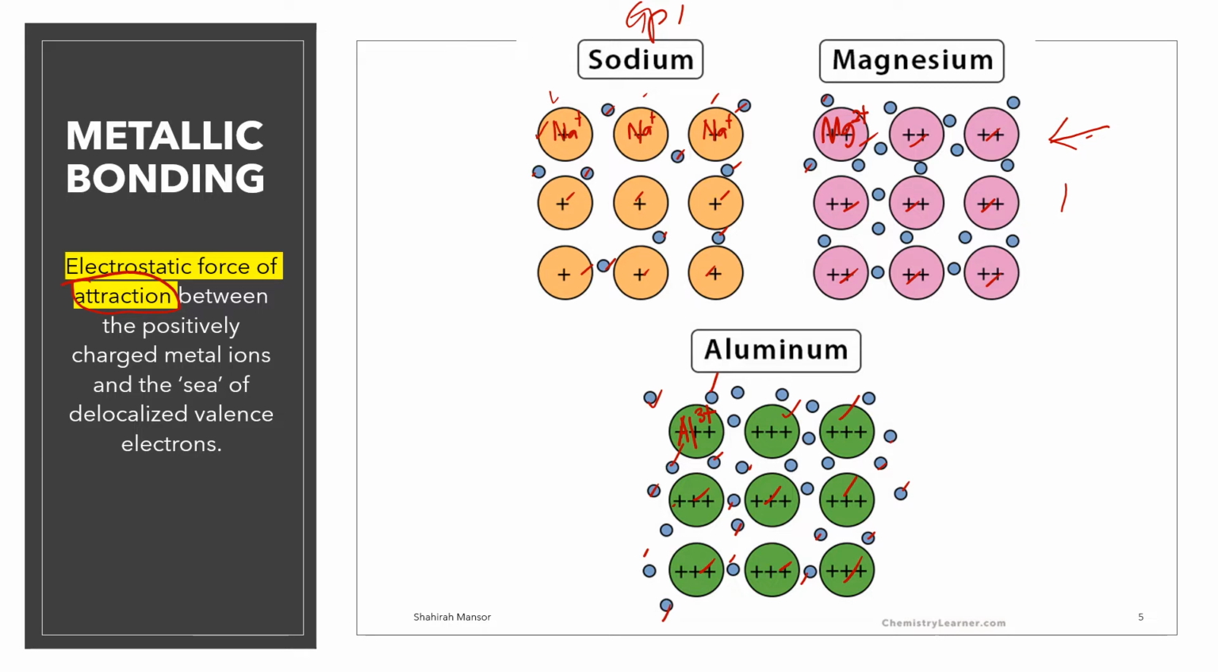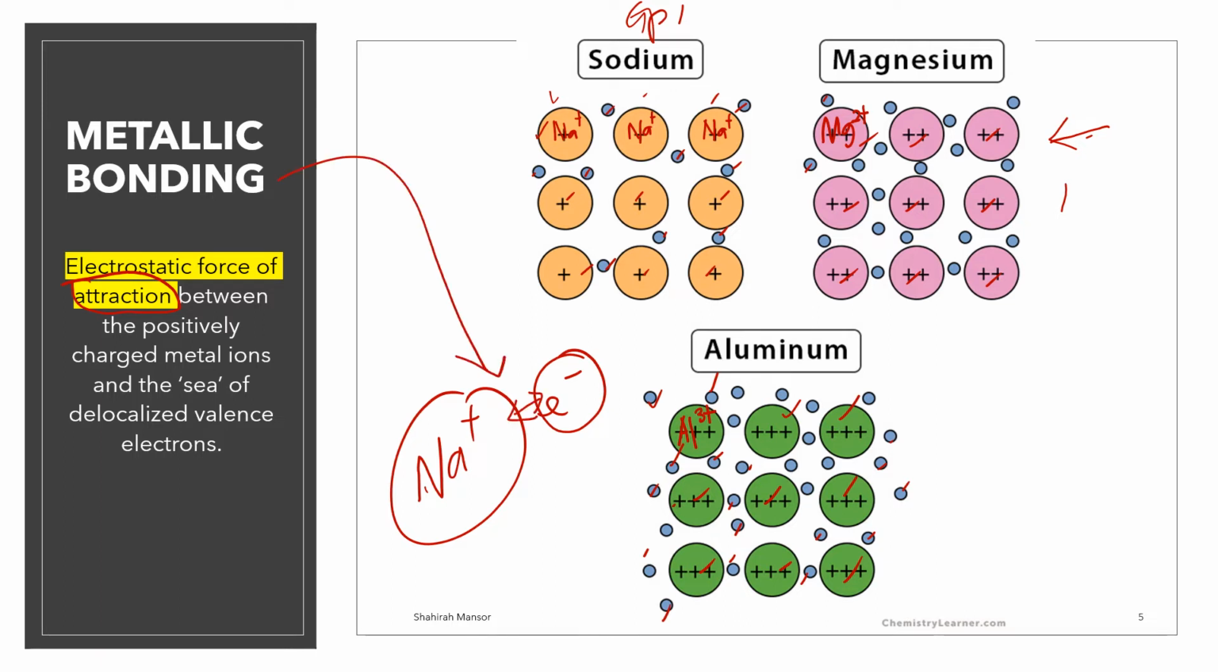So bila ada sahaja daya tarikan di antara metal cation dengan its valence electron yang berada di luar tadi, inilah yang akan menghasilkan metallic bonding. These are physical properties of metal. Metal are malleable and ductile.